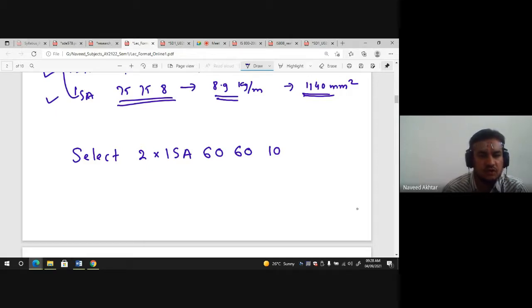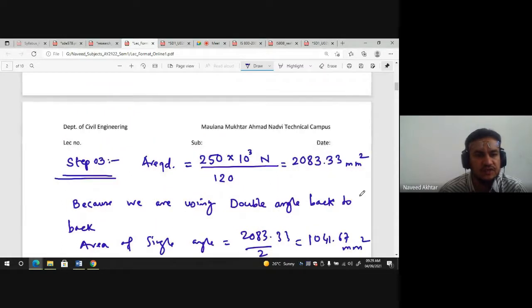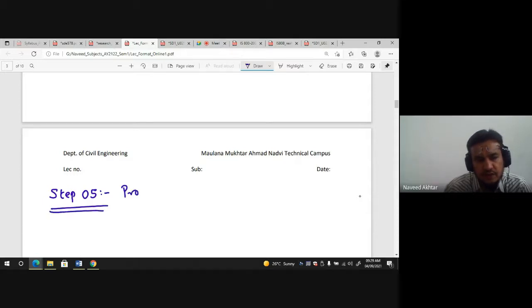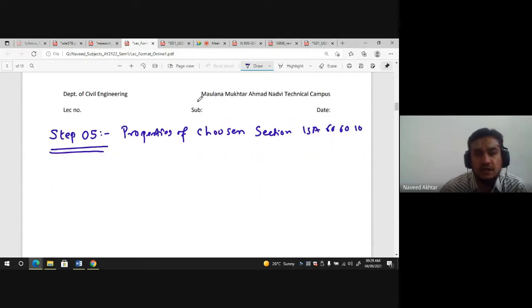Okay, so now you have to write down the step number. This is step number 4, I think, 3, 4. Step number 5: properties of the chosen or selected section, that is ISA 60/60/10. So what are the properties? Generally we require the radius of gyration to know the slenderness ratio.